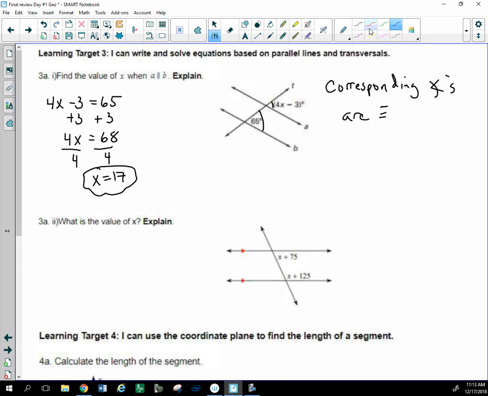Now, in the second example down here, these angles are no longer corresponding, but I do notice that they are on the same side of the transversal. Up here, corresponding angles are on the same side of the transversal as well. But the difference is that these are on the interior, on the inside of the parallel lines. So these two angles are same side interiors, which means they are not the same angle, but they add up to 180.